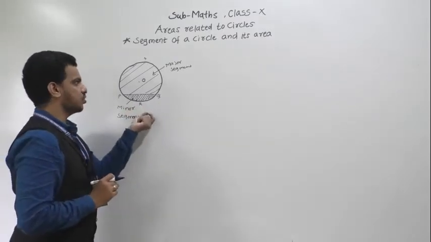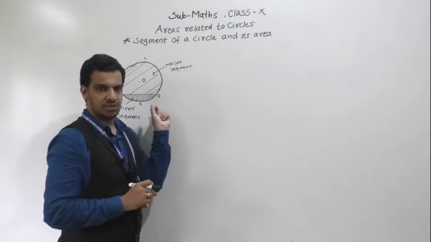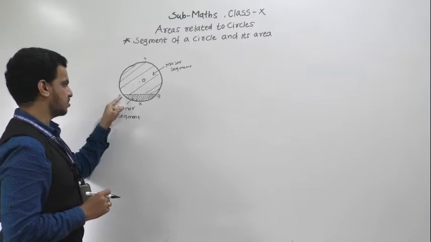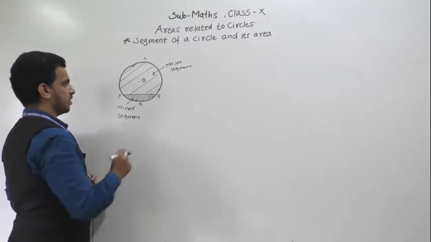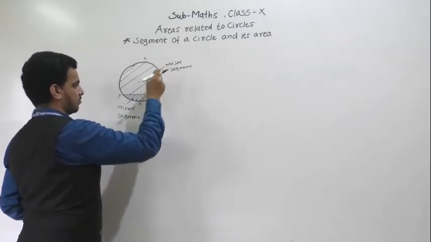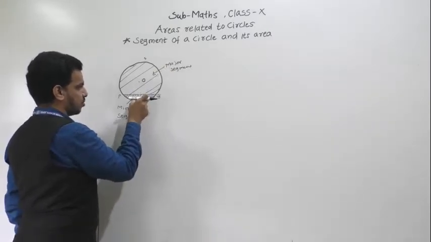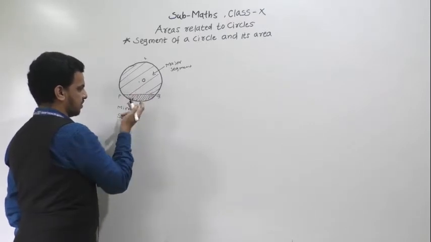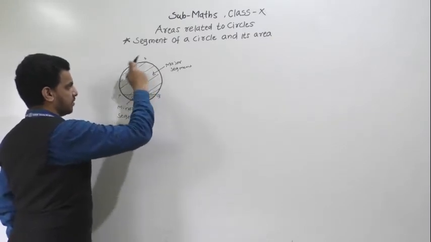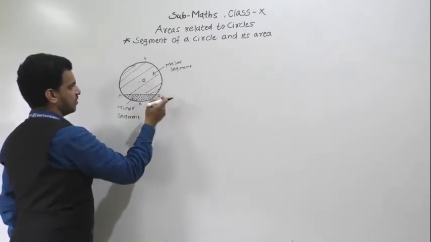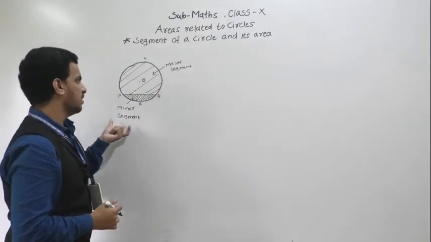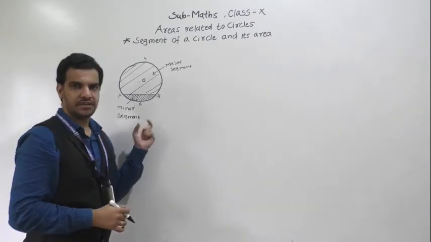So what is the definition of a segment? It is a region enclosed by an arc and a chord. Then it is called a segment. There are two types, one is minor, another is major. A region enclosed by a minor arc and chord is called a minor segment. A region enclosed by a major arc and chord is called a major segment. Now we will take the next point, how to find the area of a minor segment and major segment.